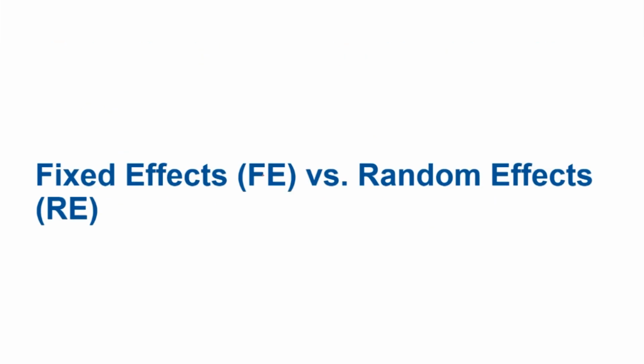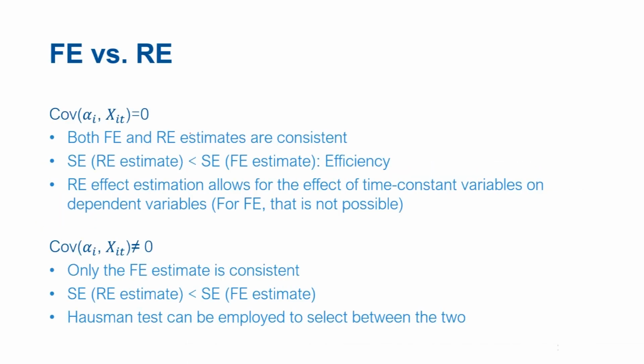In this video, we'll discuss a comparison between fixed effects and random effects estimators. We'll see what conditions are more suitable to fixed effect vis-a-vis random effects, and we'll also examine the Hausman test as a selection criterion between fixed effects and random effects. In particular, the most important condition while comparing fixed effect and random effect is the covariance or correlation between the unobserved heterogeneity alpha i and the independent variable xit, whether it is equal to 0 or not.